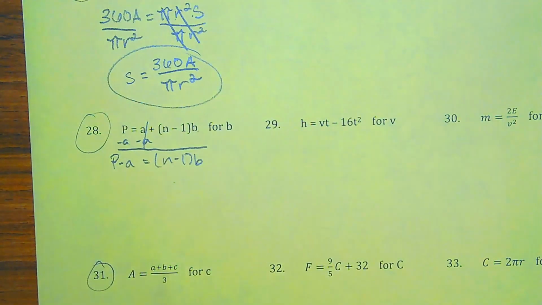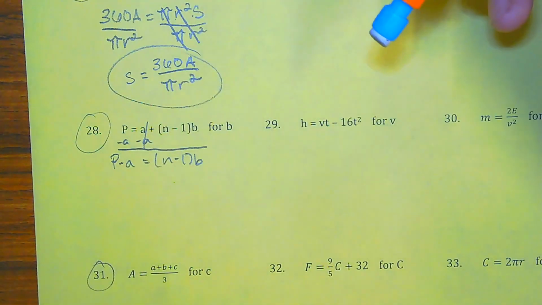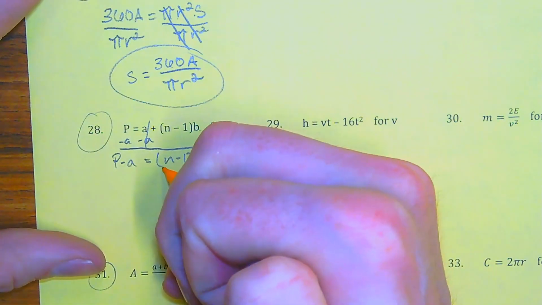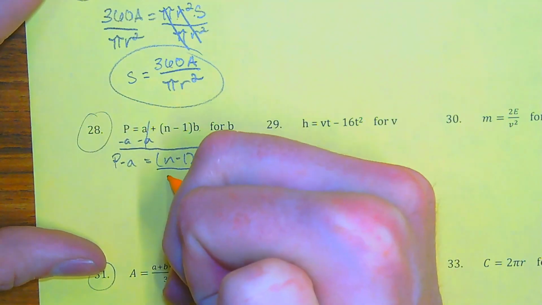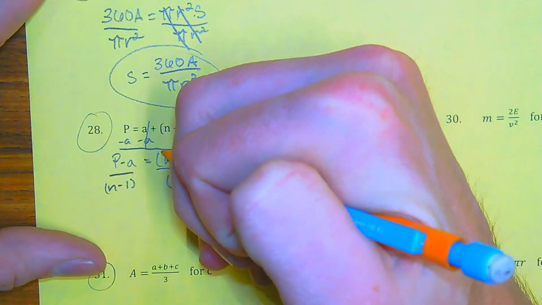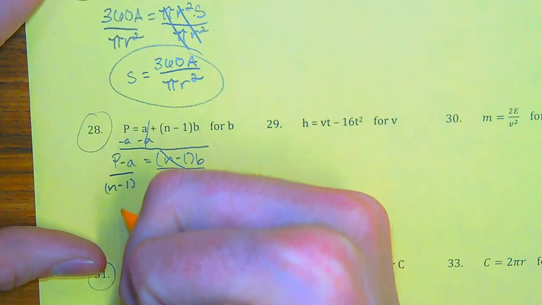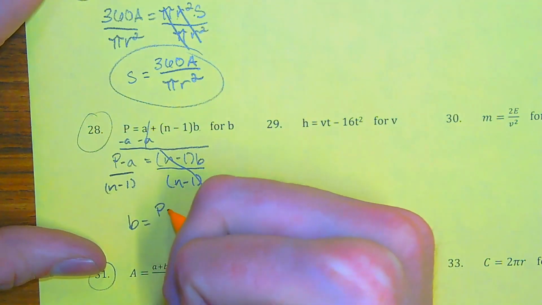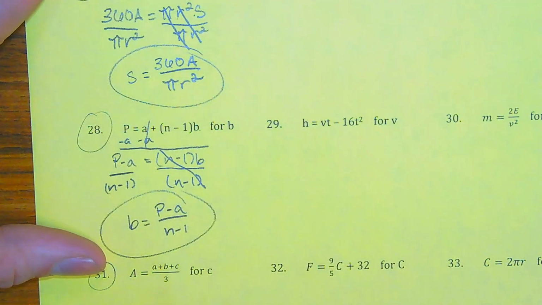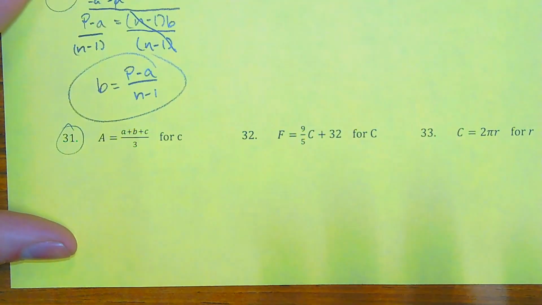Remember, this is the same thing that we did in our notes today. Because n minus 1 is times b, we want to get b alone. We're not going to multiply the b through like we would normally with parentheses. We want to get rid of the thing inside. So instead, we recognize that this is times b, do the opposite, and divide it away. That way my n minus 1's cancel out, and I'm left with b equals P minus a over n minus 1.